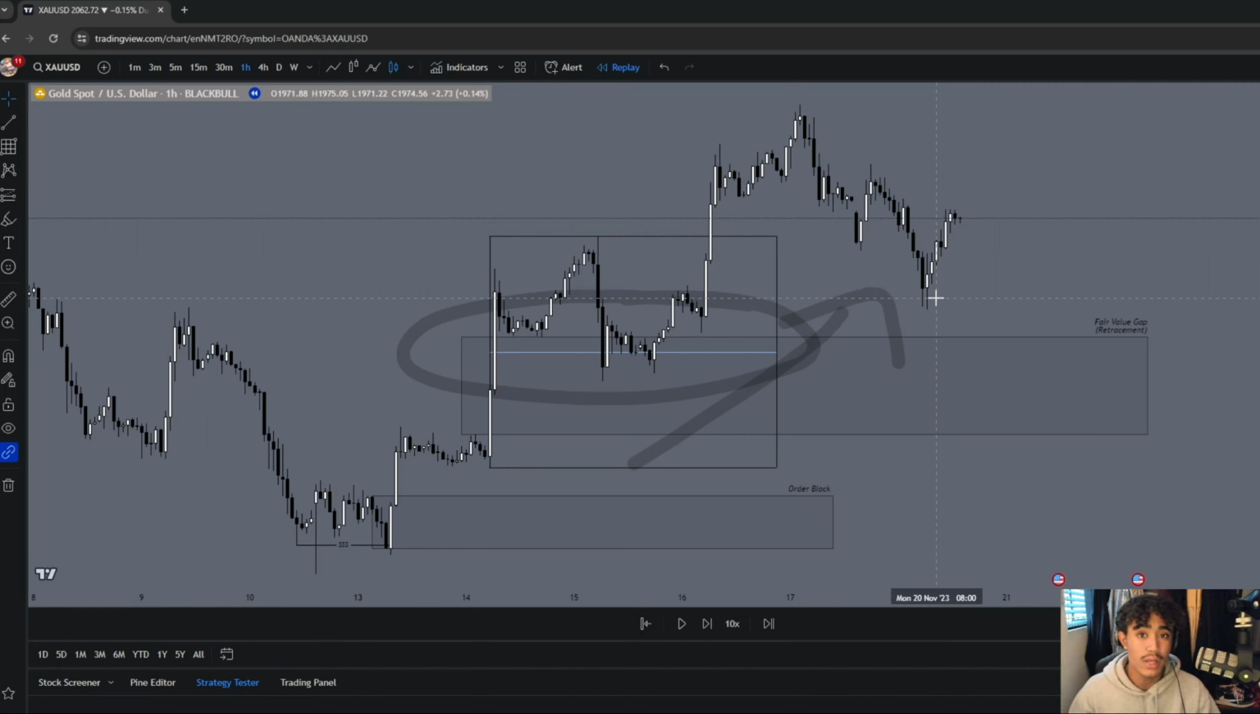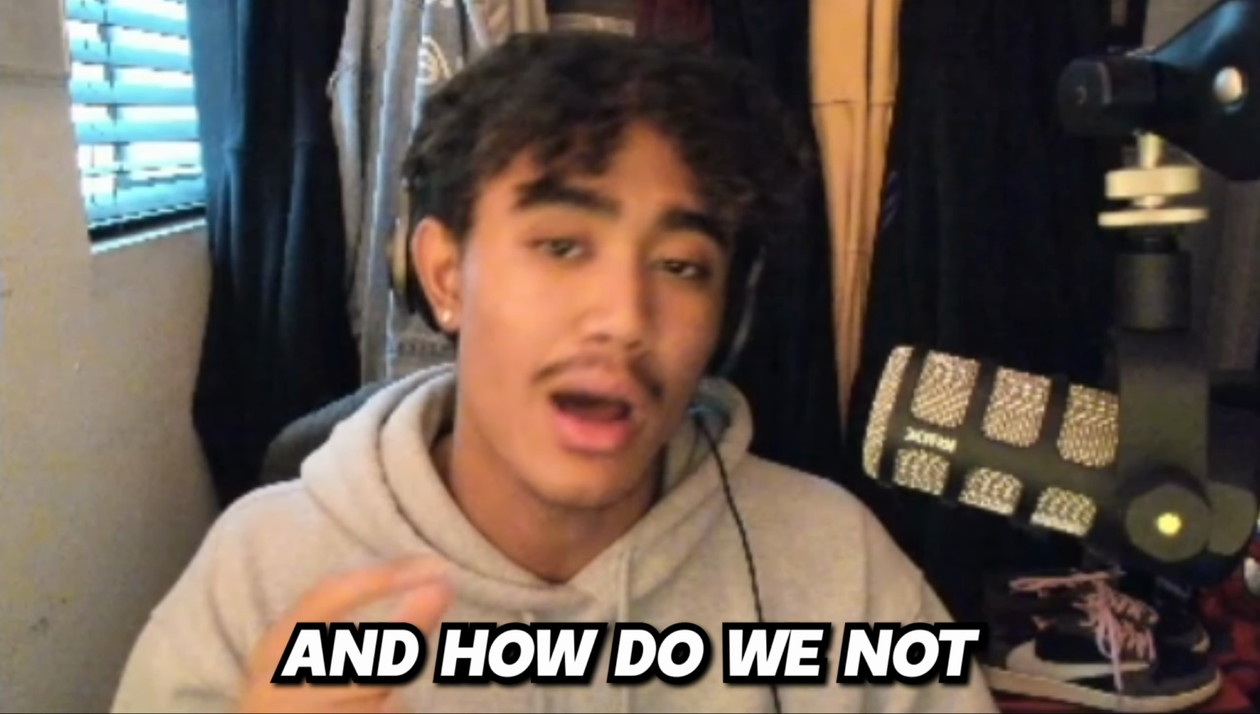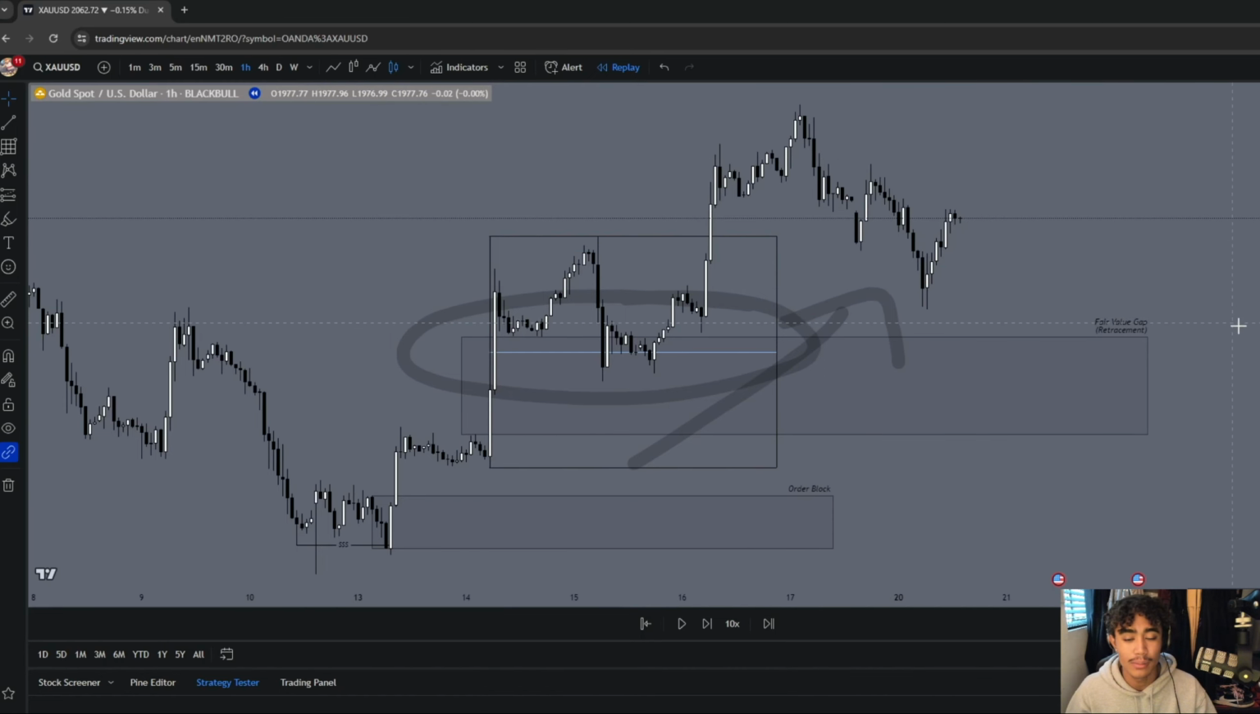We're going to go into next episode. What happens when price makes a much deeper retracement before the overall move? How do we execute off of that? How do we go in and still understand, hey, are these fair value gaps valid? How do we execute off of them? And how do we not get stopped out when trading them if we're looking to trade them?